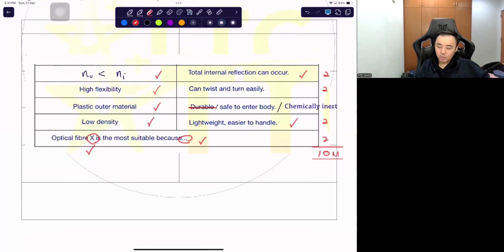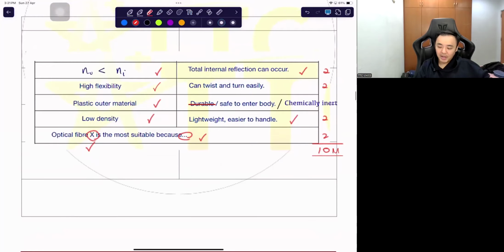Now, every time you choose correctly, you explain correct, they give you 2 marks, 2 marks, 2 marks. And then finally, after that, you know what dot, dot, dot, dot means? Literally just copy everything again. Because optic fiber X, the inner core is greater than outer core. High flexibility, use plastic, low density. You just copy everything you said just now, they give 1 more mark for you.